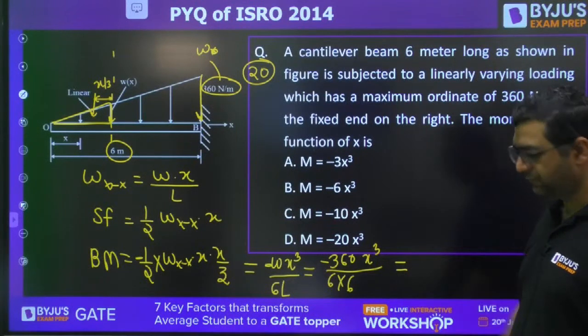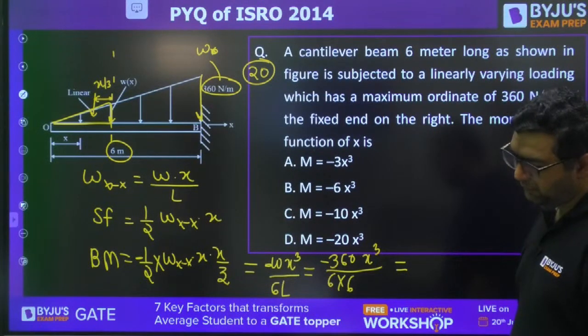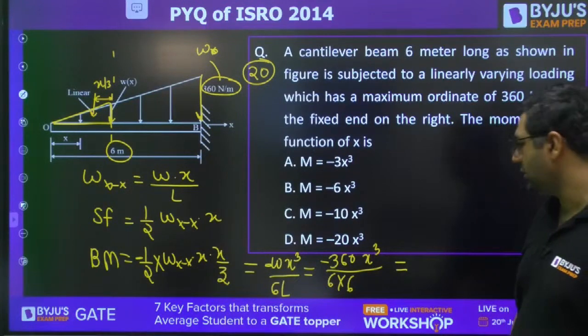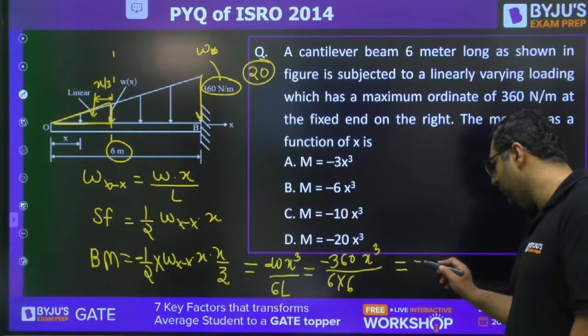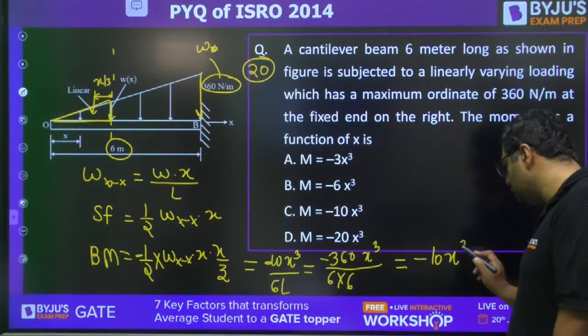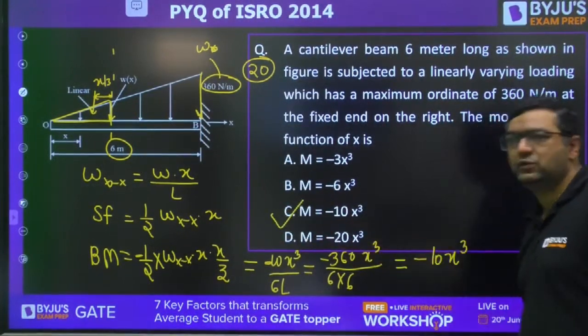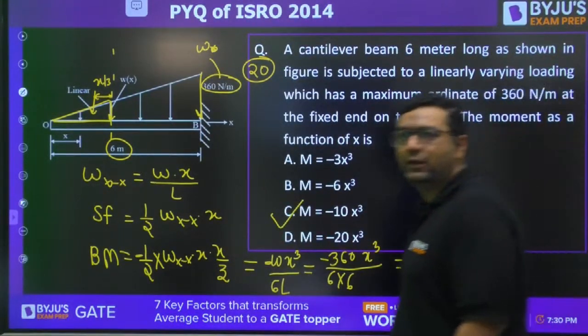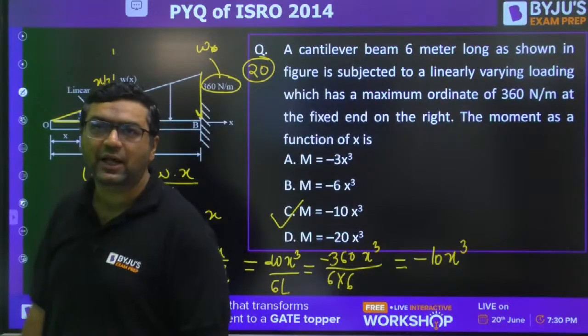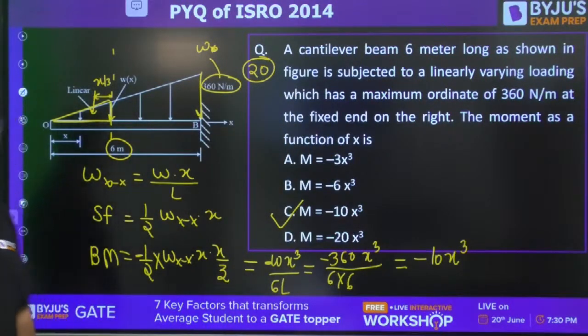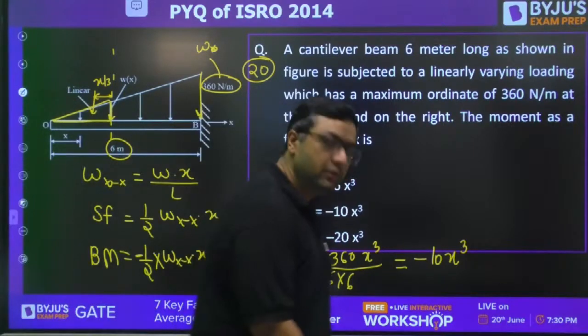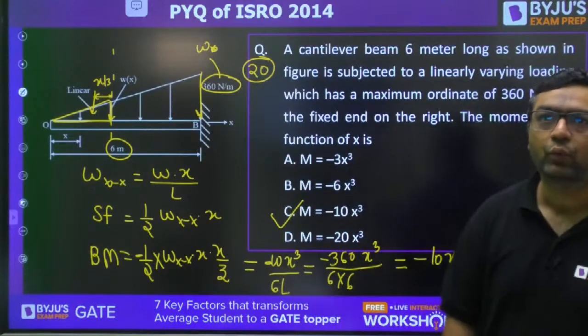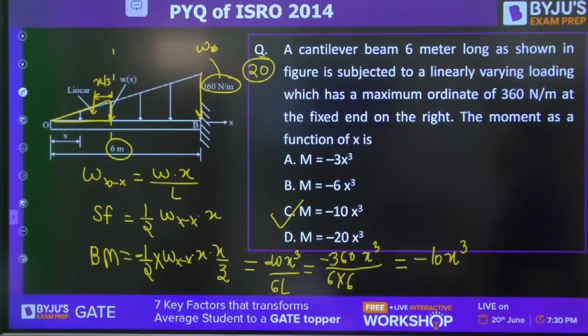Question number 20. What will be the answer? It is minus 10 x cube. C is the right answer. Very good, Abhi, Aspirant. Pajal, are you there or not? Naruto, Pajal. Very good. Hemant, Harish. Fine, guys. We are moving to the next question.